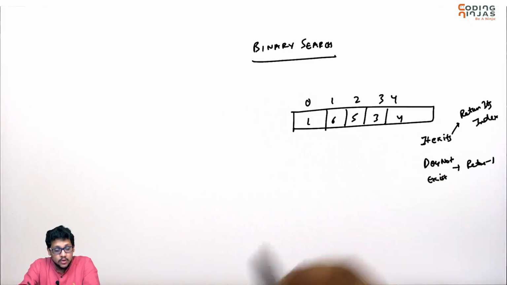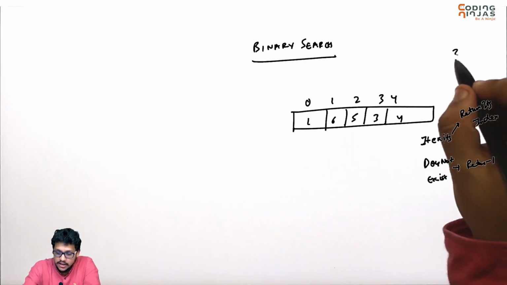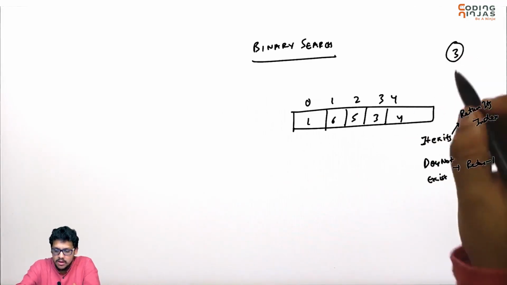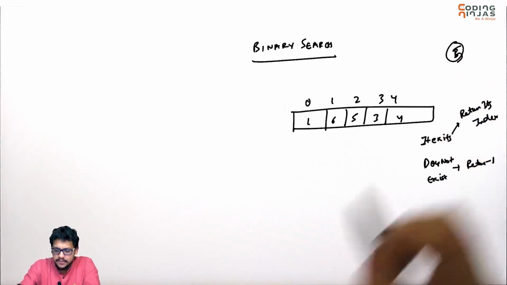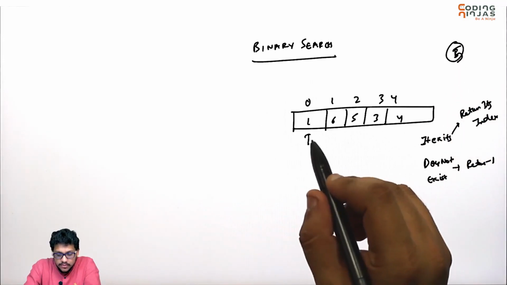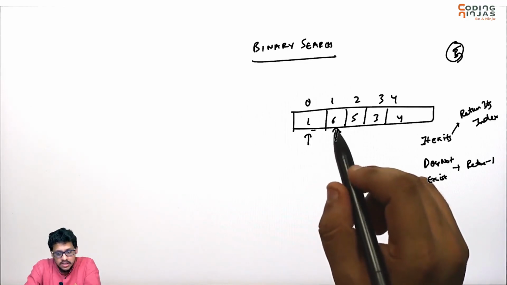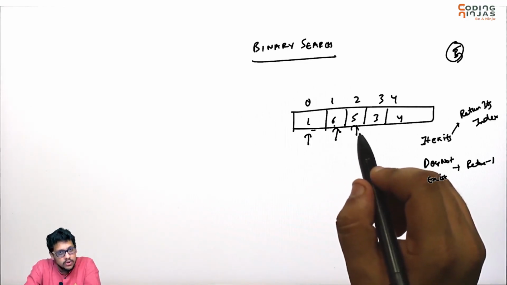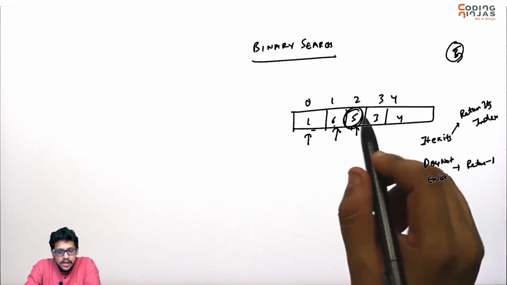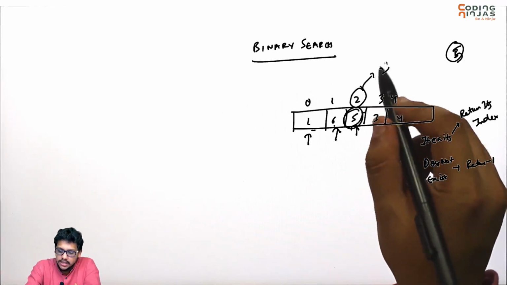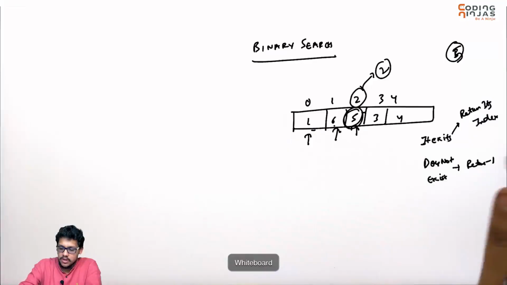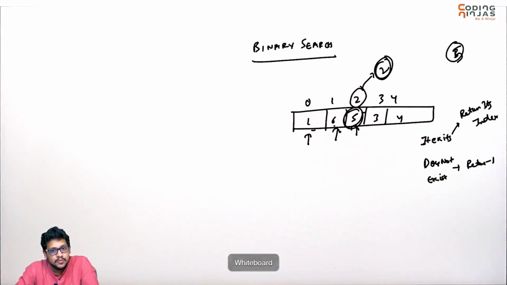So if I tell you to search an element in this array, let's say I tell you to search 5. You will start from here. This one is not equal to 5, you will go to the next element. This is not equal to 5, you will go to this element. This is equal to 5, you will return this index, that is 2.